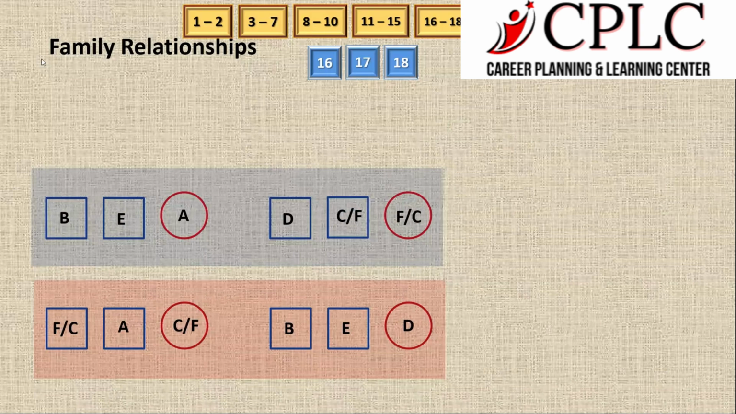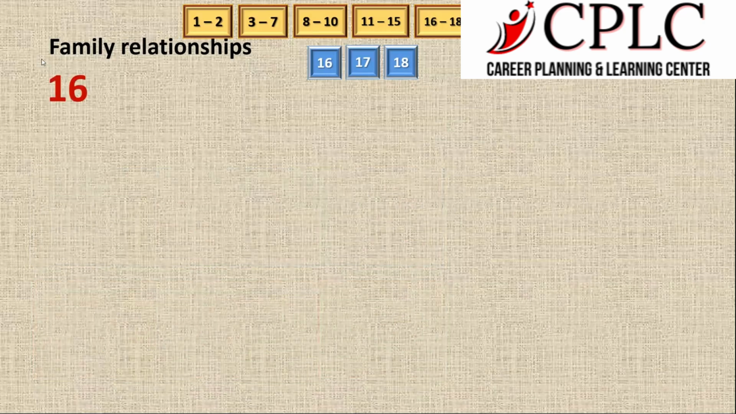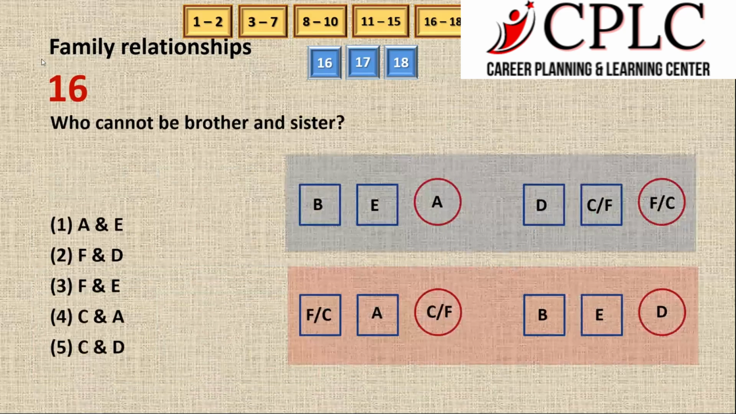Moving to the questions. Who cannot be brother and sister? Now F and E cannot be brother and sister because in both the possibilities, F and E are in two different sets of triplets. If they are in two different sets of triplets, in both the possibilities, they cannot be brothers and sisters.